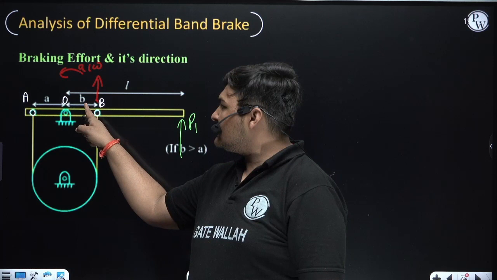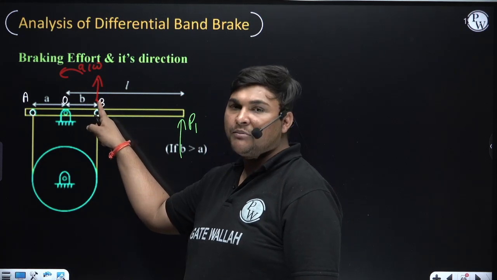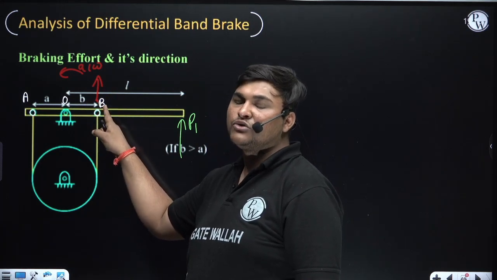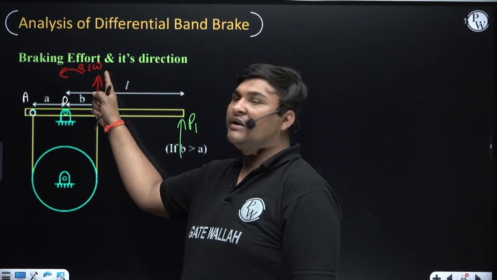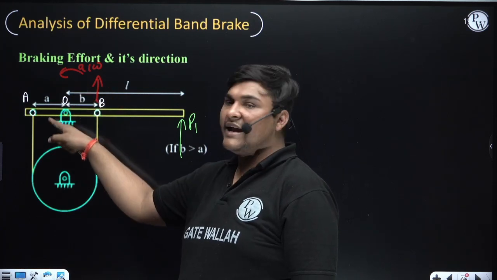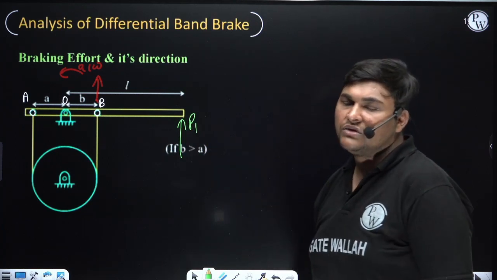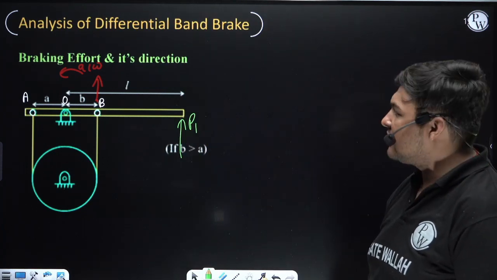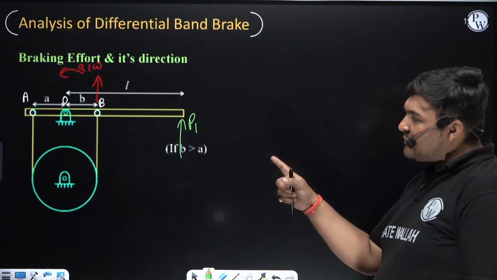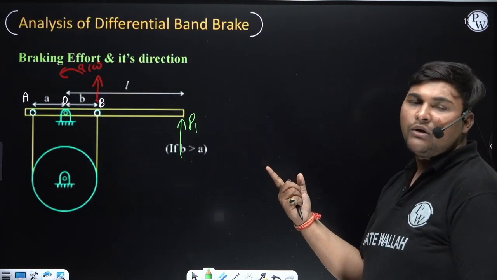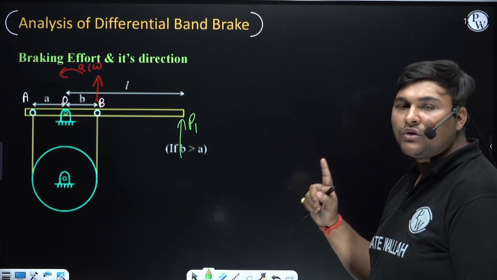Right now this distance is more, so we focus on point B. The motion of point B should try to elongate the band. For that, it should move upward. For that, the lever should rotate anti-clockwise. For that, we apply braking effort in this direction. So this is the way to find the direction of braking effort. It will not depend on whether the drum is rotating clockwise or anti-clockwise.